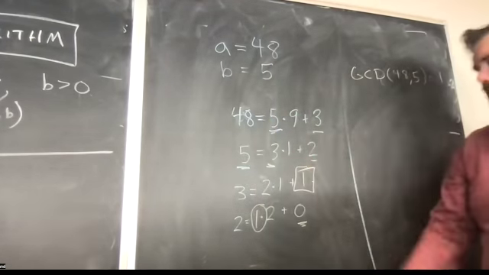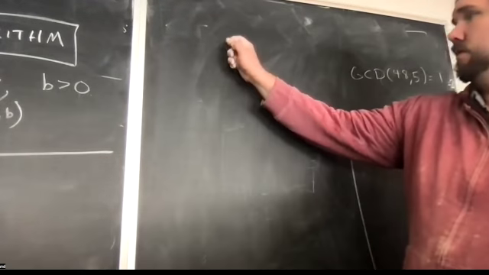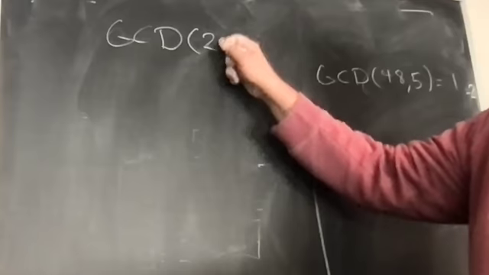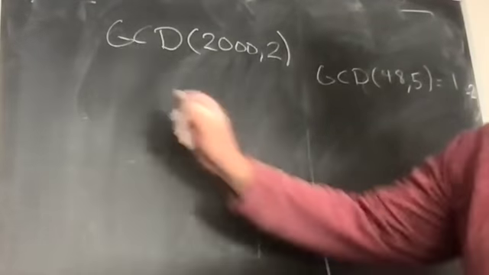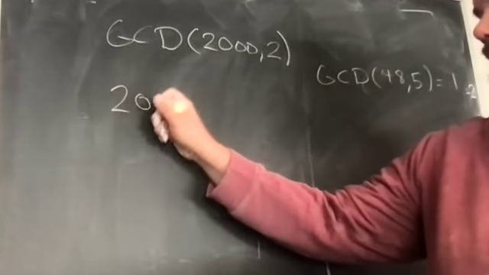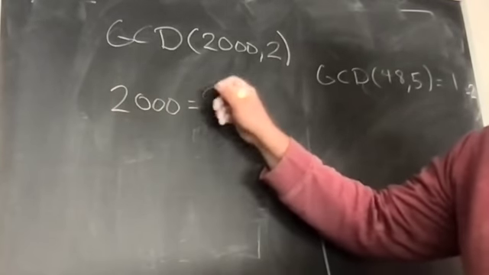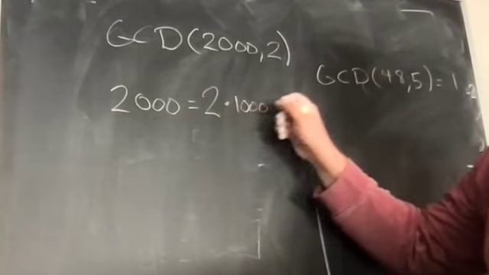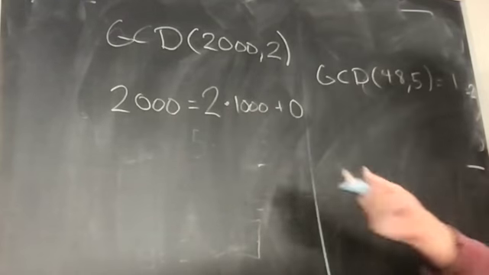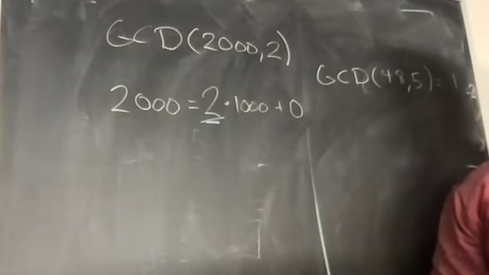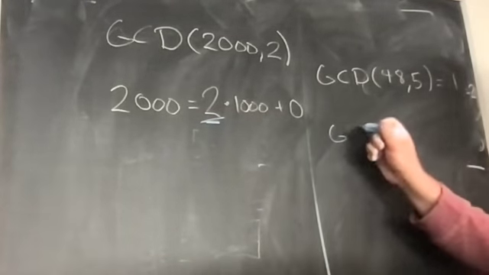But you do this. So let's look at one where we know the answer. What's the GCD of 2000 and 2? It's 2. All right, let's show that. So we go 2000 equals 2 times 1000 plus 0. Well, this was the last remainder before the 0. So it works out just fine. There's no trick there.